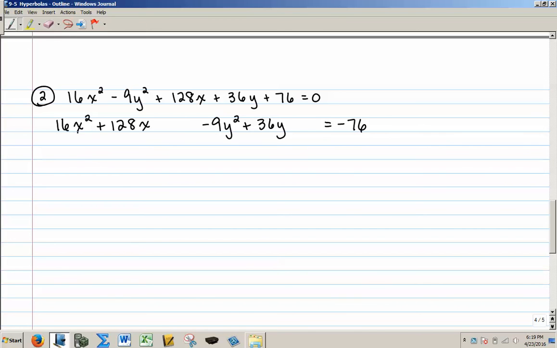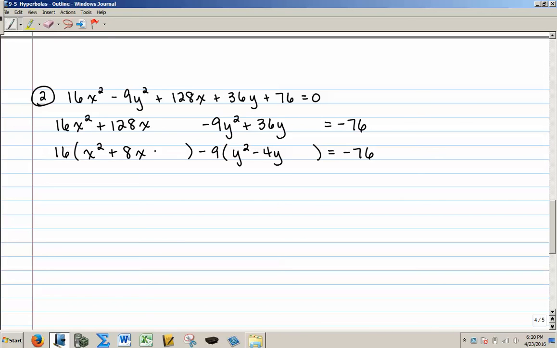Okay, now I have to do the completing the square thing, so I have to get rid of that 16. And 128 divided by 16, I believe, is 8. Okay, and take out the -9. And this is a little tricky, so you're going to be factoring out a -9 from 36. So that's going to leave you with a -4y. And now let's complete the square.